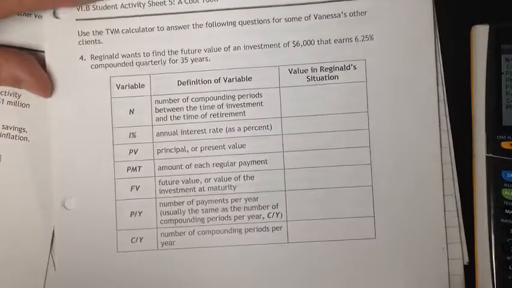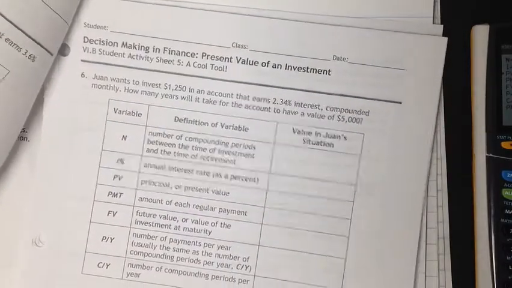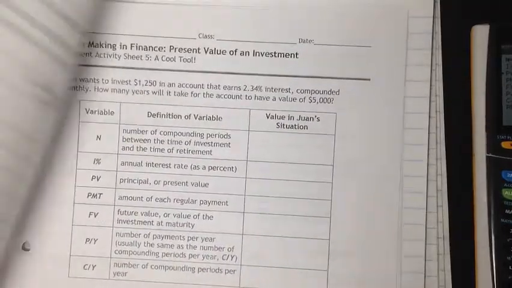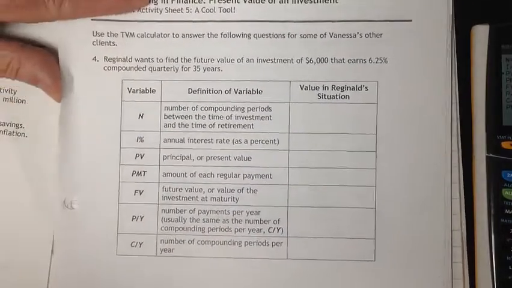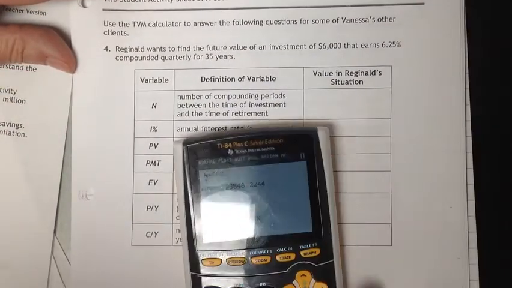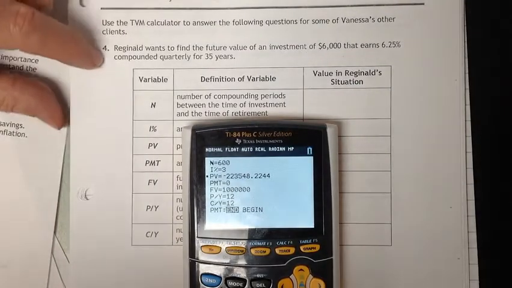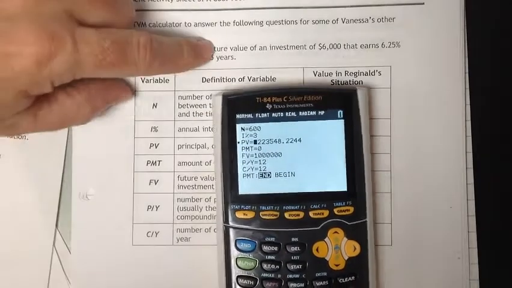I'm going to do one more of these with you, and then I'm going to let you do the rest. We're going to do up through number 6 here. So number 4, let's do number 4. Reginald wants to find the future value of an investment of $6,000 that earns 6.25% compounded quarterly for 35 years. He wants the future value.